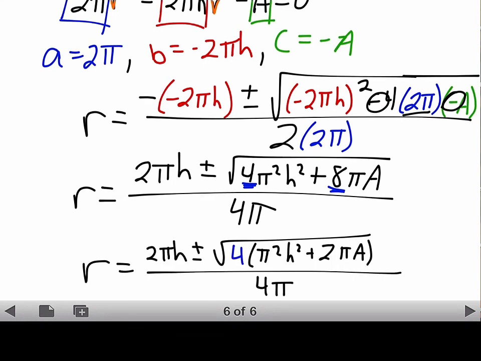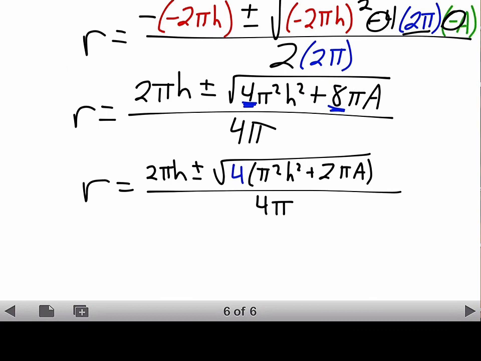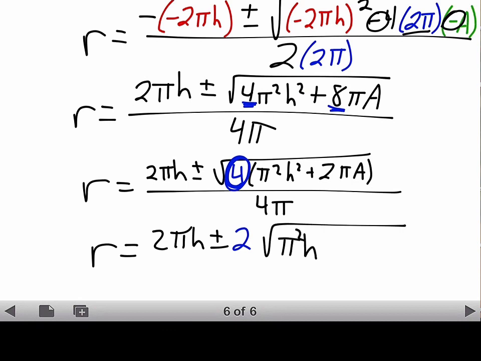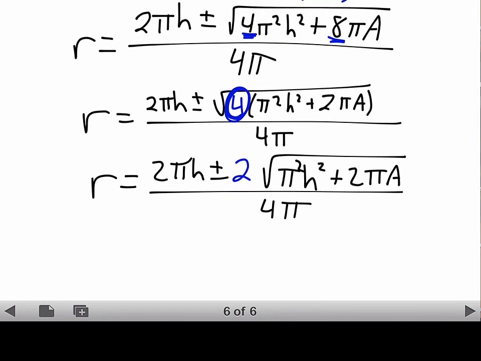r equals 2 pi h plus or minus, in the radical we have 4 times the quantity of pi squared h squared plus 2 pi uppercase a all over 4 pi. That 4 is going to come out of the radical as a factor of 2. It's going to give me r equals 2 pi h plus or minus 2 times the radical that has pi squared h squared plus 2 pi a all over 4 pi. And now we can factor out the 2's and then divide out the 2's. I'll cut to the chase here.